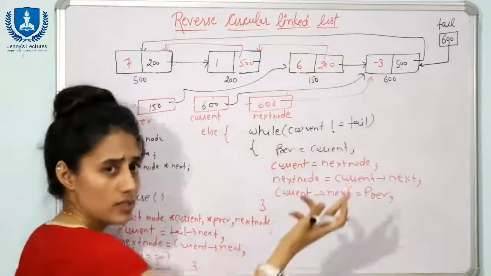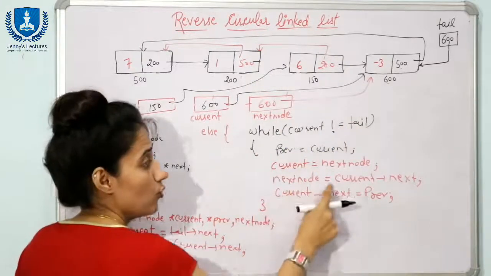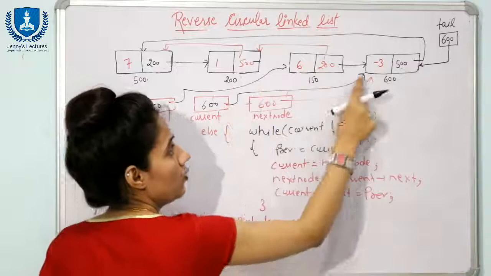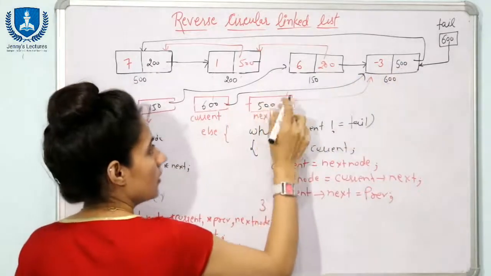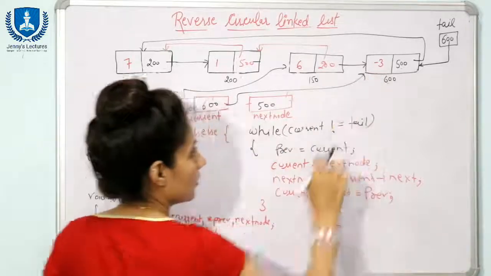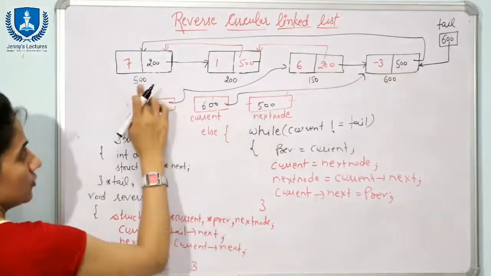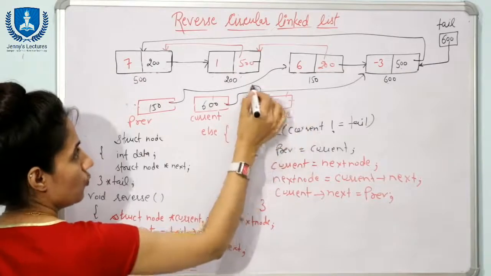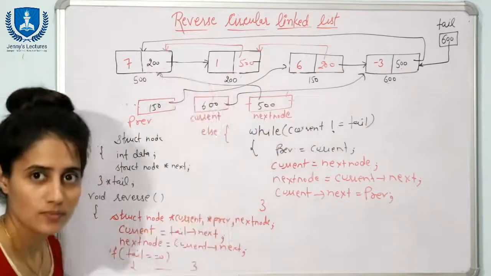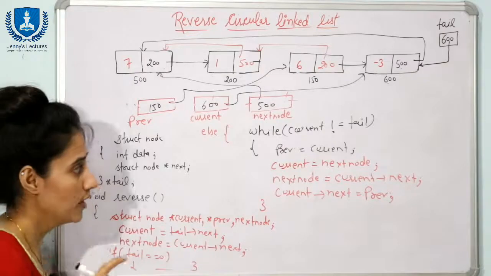And now next node equal to current next. Now in current of next we have 500. So in next node we will store 500. It means you can see next node is containing address 500. That is now this next node would point to this node, right? To the first node. Fine.